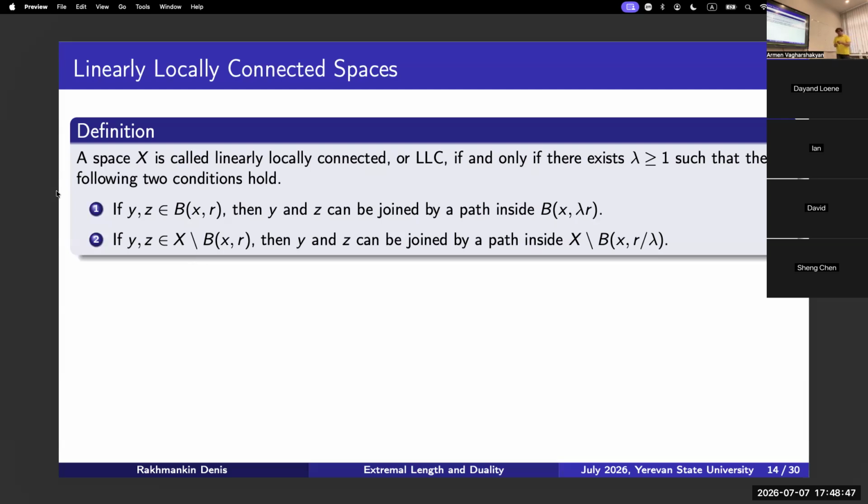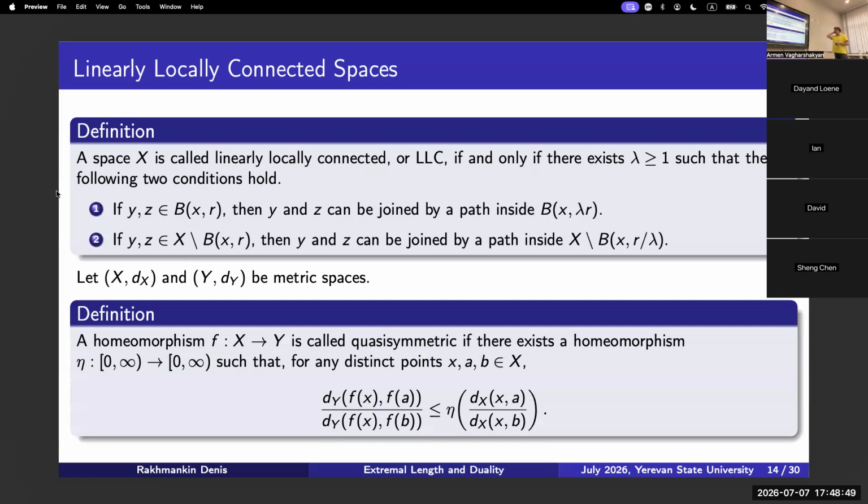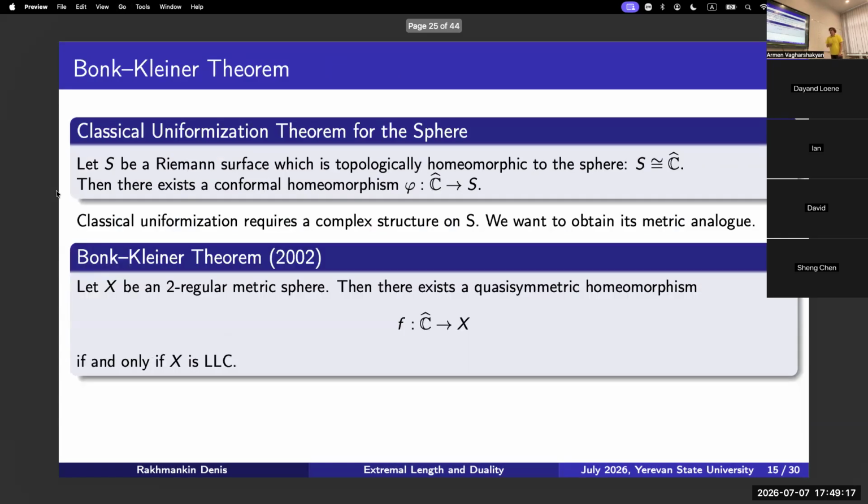And for these spheres, we may consider a great generalization of the uniformization theorem. Firstly, I want to define a quasi-symmetric homeomorphism. It is called quasi-symmetric if we may control the distances of all triples of points, as the distances between the 3 points are controlled by some function.